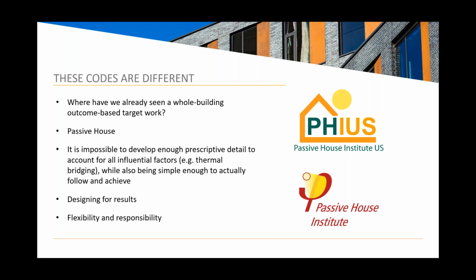So the reason this made sense is because if you think back to older codes like ASHRAE, for example, with individual targets for the roof and the wall and the windows, and you said, okay, well, that doesn't really address thermal bridging that's happening between those assemblies. It would be impossible to develop enough prescriptive detail to account for every influential factor, like all the thermal bridging in a building, while at the same time having a standard that's simple enough to actually follow and achieve. It would just be overwhelmingly complex and confusing if it addressed enough factors in the recipe approach.